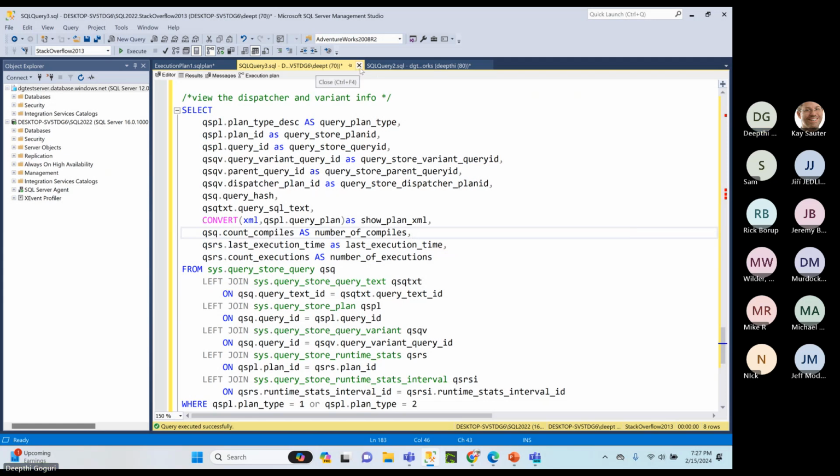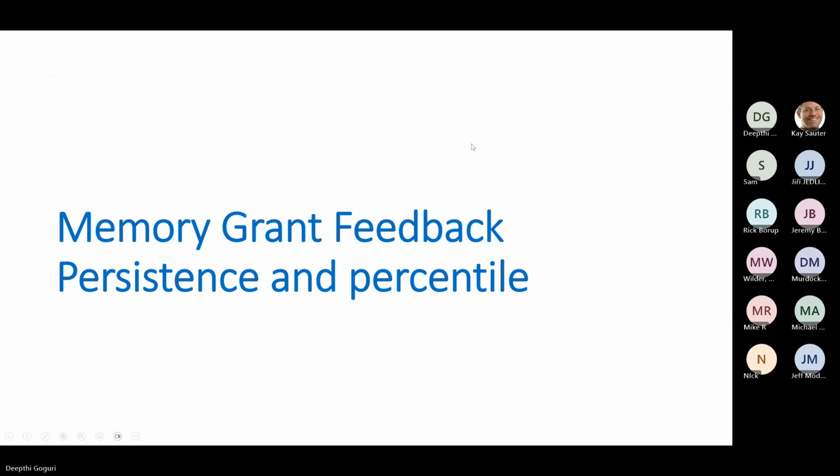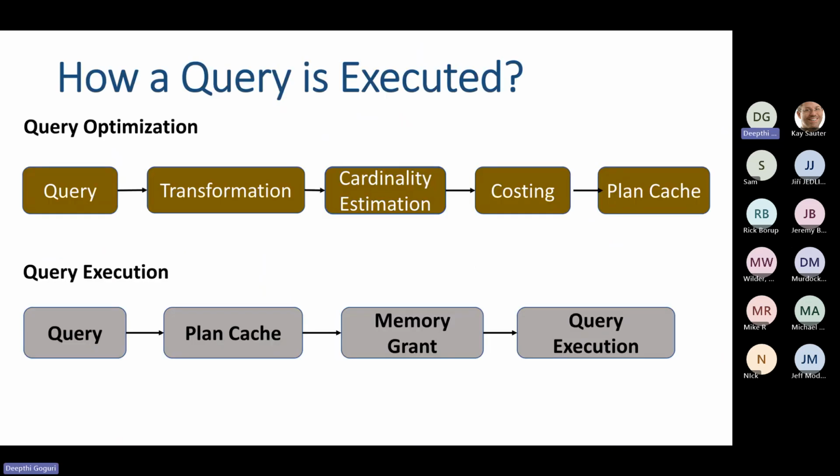Sorry about that. So that is the second demo I would like to show. Now let me go ahead and share my screen. Let's talk a little bit about memory grant feedback, persistence and percentile. Before moving forward with this particular IQP feature, let's talk a little bit about how memory grants are allocated and from where these memory grants are actually allocated when a query gets executed.